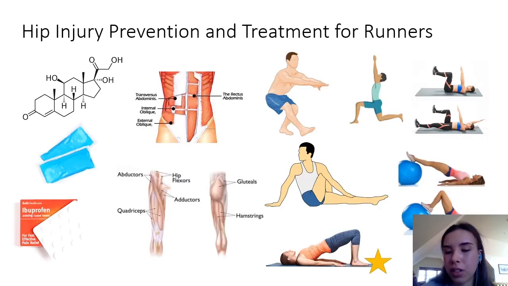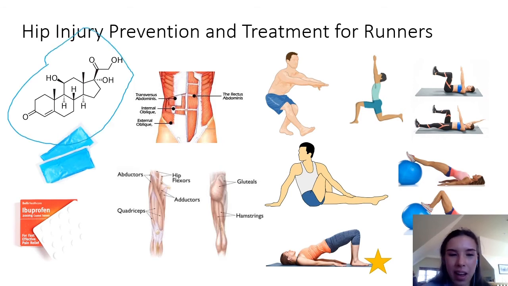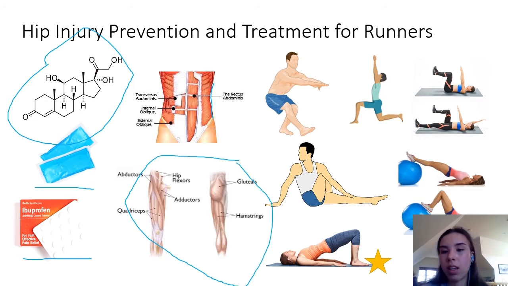All right, so here's a slide looking at hip injury prevention and treatment for runners. Here you have a lovely cortisol anti-inflammatory drug molecule. Here you have ice packs and ibuprofen, which is a really common pain medication. Here you have a lovely picture of your rectus abdominis and obliques, which are great muscles to strengthen if you are having problems in your hip because it's going to improve your hip stability. Here are some major muscle groups that you should work on strengthening, and here are some common exercises that will strengthen these muscles.